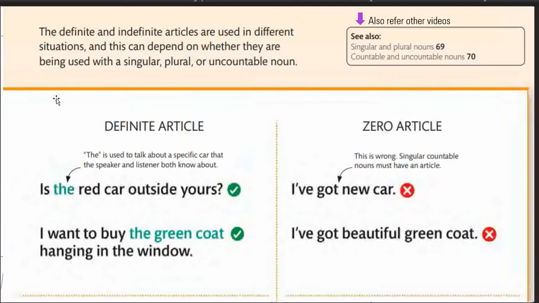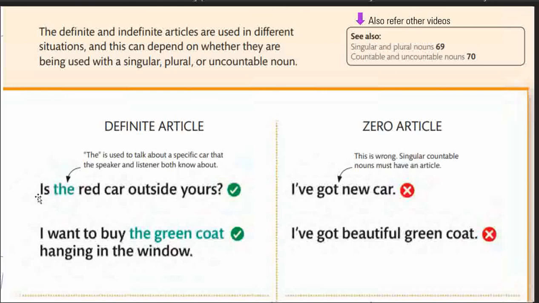The next pointer is regarding the definite article in comparison to the zero article. Let us see. The definite and indefinite articles are used in different situations. Definite means the and indefinite means a or an. They're used in different situations, and this can depend on whether they are being used with singular, plural, or uncountable nouns. Singular is countable, plural is countable, and uncountable nouns. So let us see the examples.